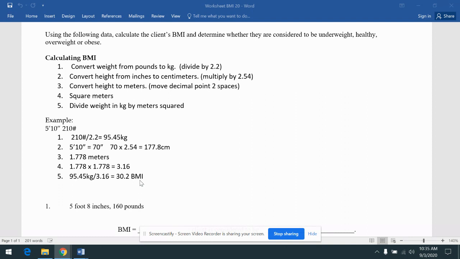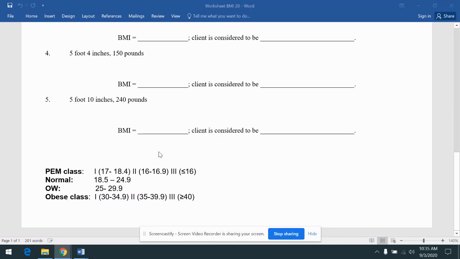Now you learned from chapter 1 that a BMI of 30 or over is considered obese. Let's scroll down to the bottom of this worksheet to look at the classes for the body mass index. You'll want to make sure that you keep this information because we'll refer back to it over and over.